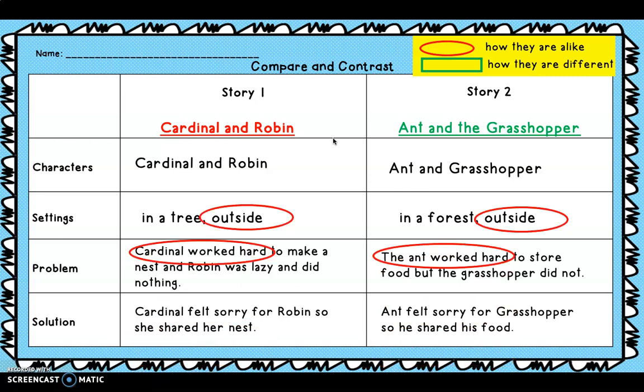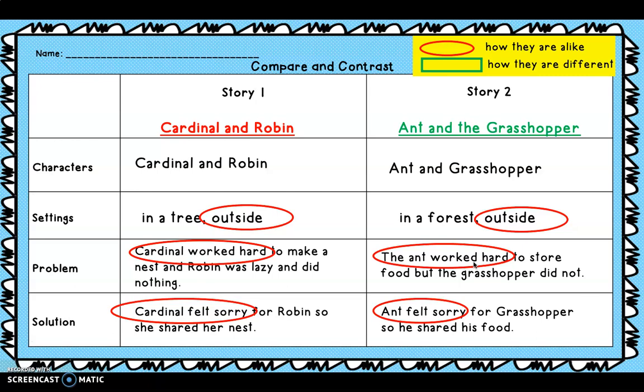Yes, in our setting, they both took place outside. Now, one was in a tree and one was in a forest. That's kind of similar too. What about in our problem? Oh, look, here. In this story, Cardinal and Robin, Cardinal worked hard. In this story, the ant worked hard. So those experiences that the characters completed, they both worked hard. That's a similarity. And in our solution, both characters that worked hard felt sorry for the others, and so they shared their items. Great job.